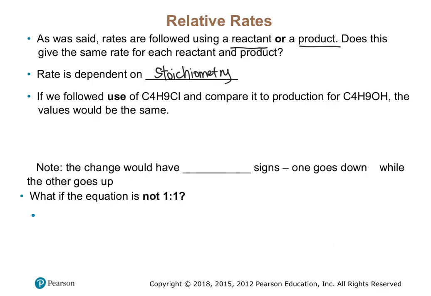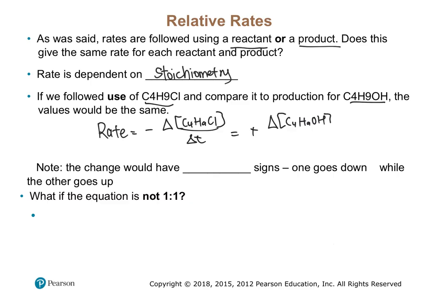In the reaction we had before, we had 1 mole of the chloro compound and 1 mole of the alcohol compound, and so we would get the same value. I could say that the rate equals negative change in C4H9Cl over the change in time, and that's also equal to the positive change in C4H9OH over the change in time. But when we have something that's not one-to-one, then we have to do something else.